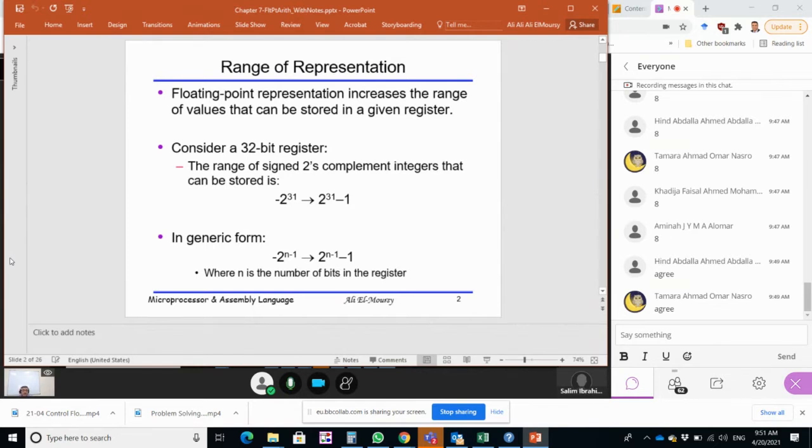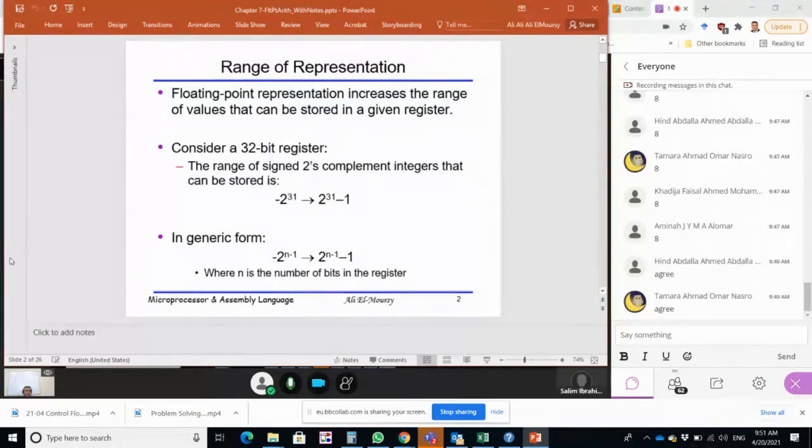If I have 32 bits and I want to use them to represent signed numbers, the signed representation is the 2's complement. Right? We usually use the 2's complement. What is the range of values for 32 bits in the 2's complement integer? If I am using the 32 bits for integer numbers, what is the range?